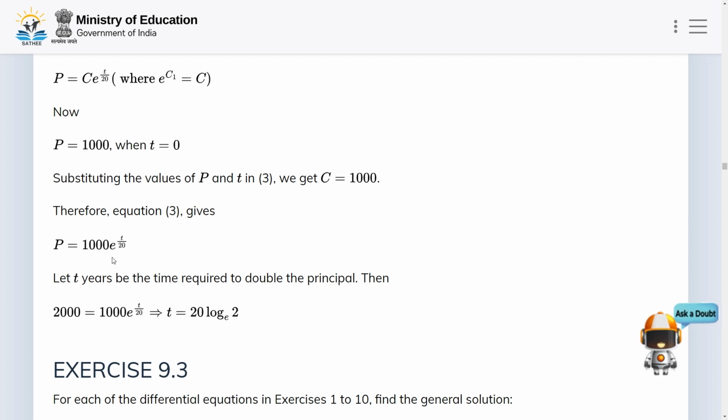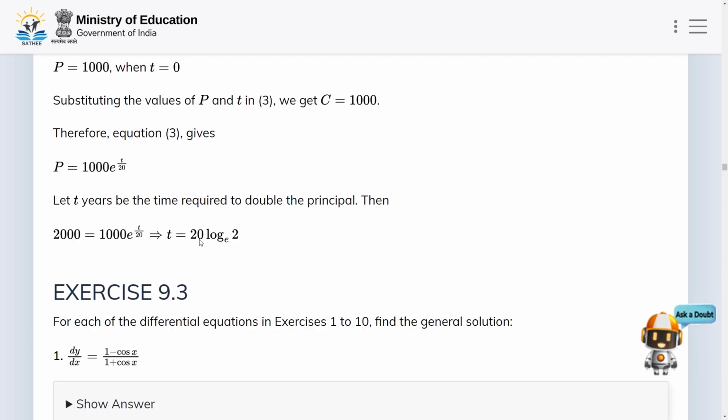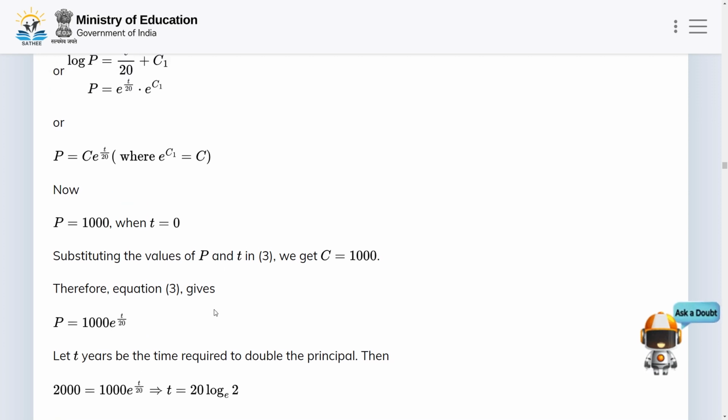Now what you have to find? You have to find the value of t when P will be 2000. So just solve it. You will have t is equal to 20 log base e 2. After this much time, you will get your principal value doubled. Okay, I hope it is clear.